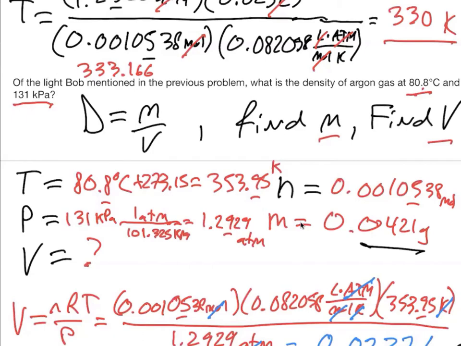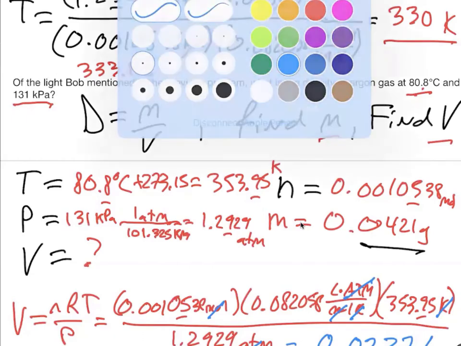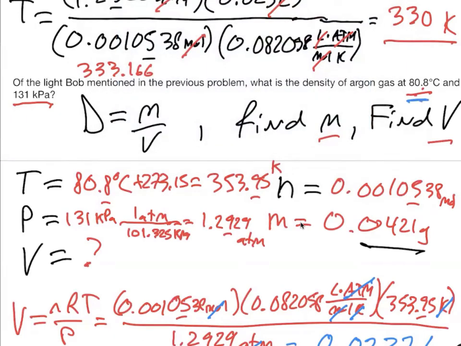Let me change the color here. Therefore, the volume would change. Then we have to figure out the volume all over again. So should we write that? Because T and P changed, then V changed.